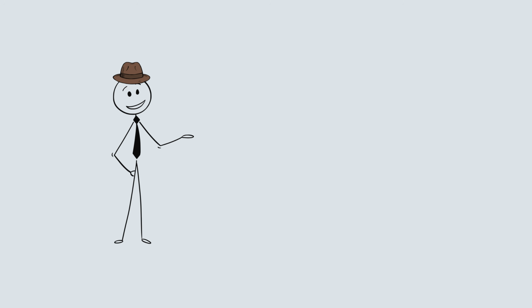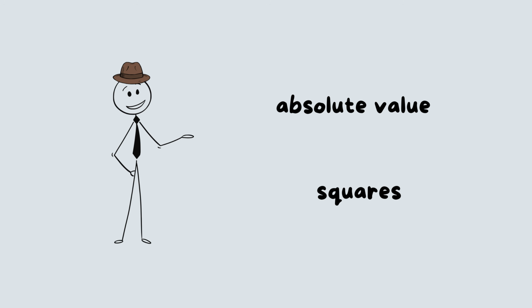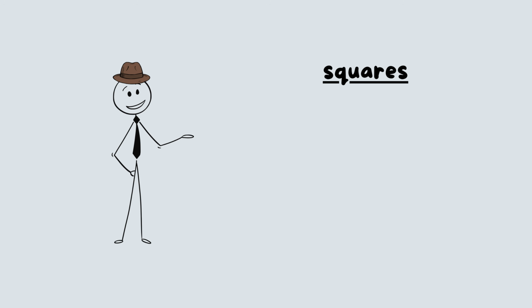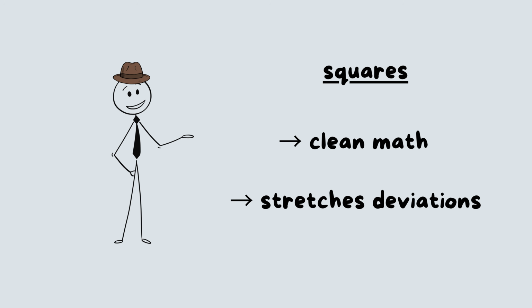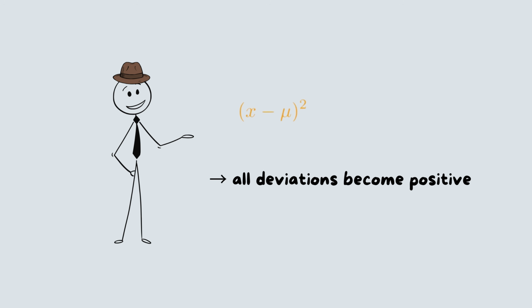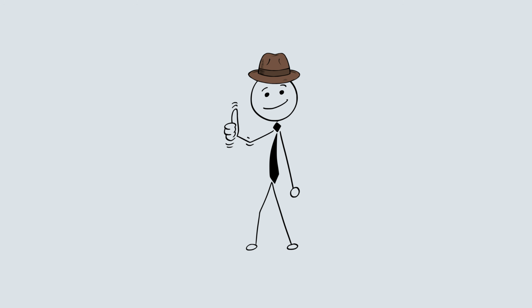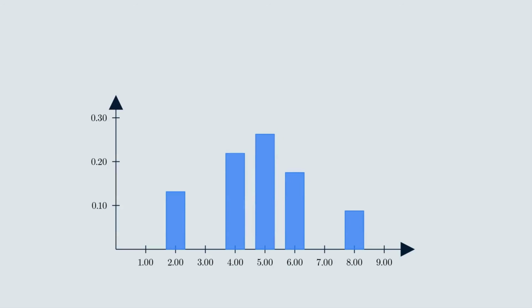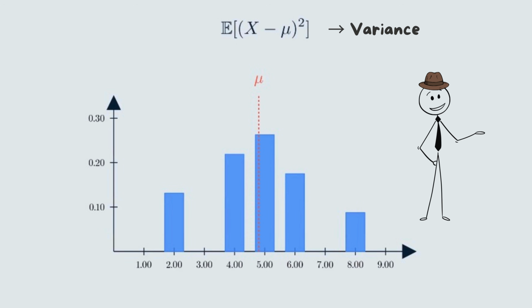There are two classic choices, absolute value or squares. Finance usually uses squares because squares make the math clean, and because big deviations matter more, so we square the deviation. We take x minus mu and square it. Now negative and positive deviations both become positive, and large moves get punished more, which is exactly what we want for risk. Now we want to average this deviation over all x. For this, we take the expected value of this deviation and call it variance. In other words, variance is the average squared distance from the mean.